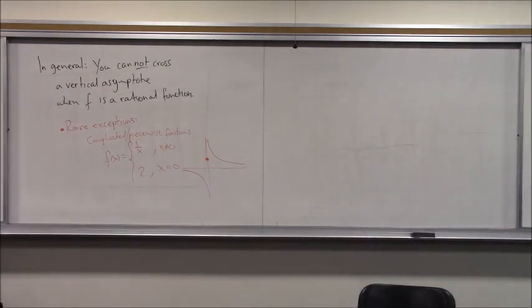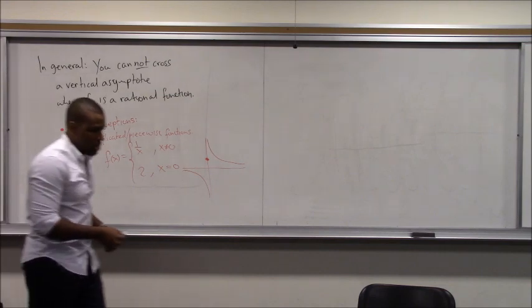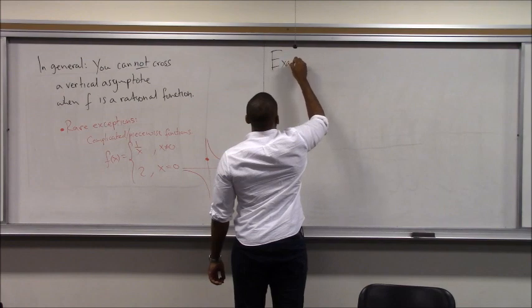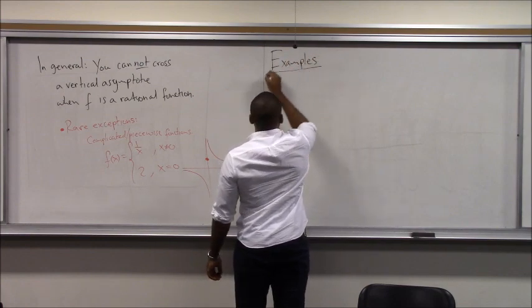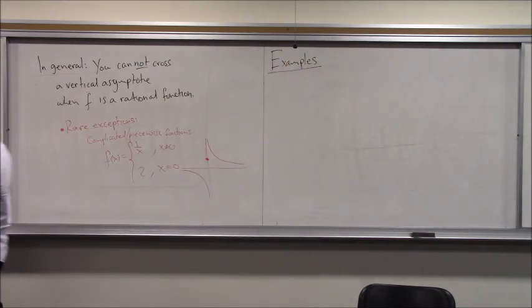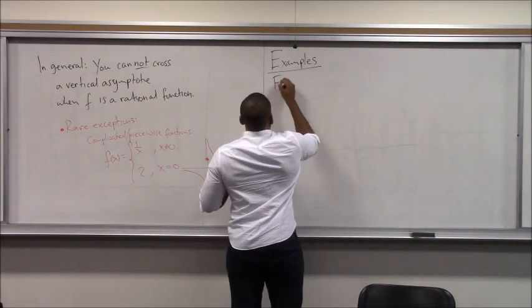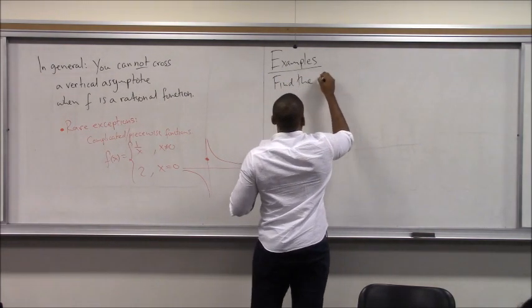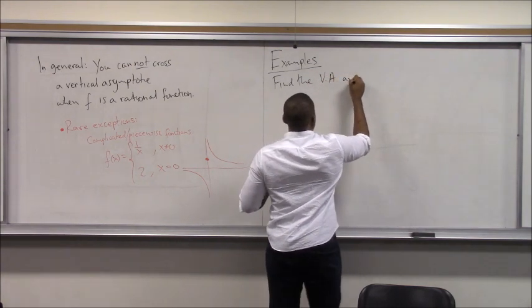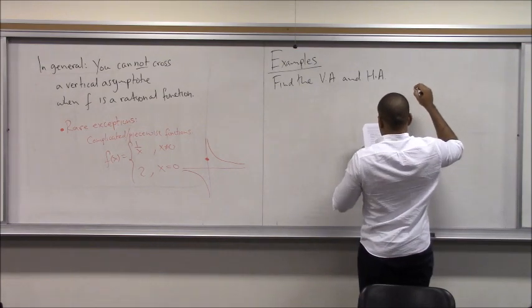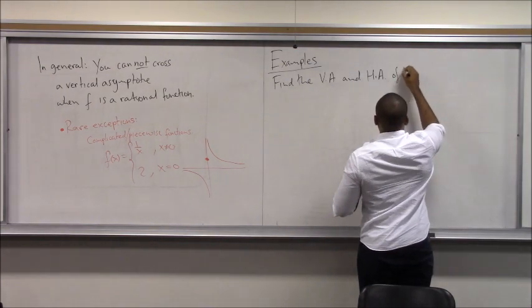Okay, let's look at some examples. And this will take care of the bonus on the quiz. Find the vertical asymptotes and horizontal asymptotes of the following.